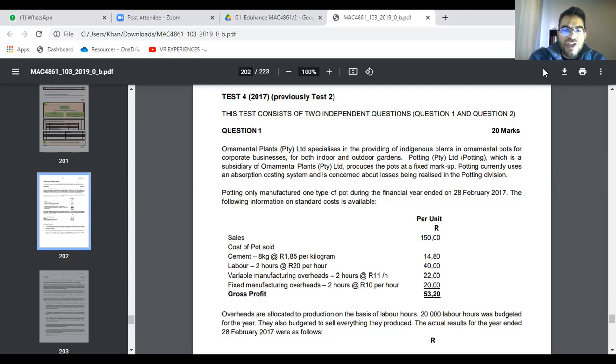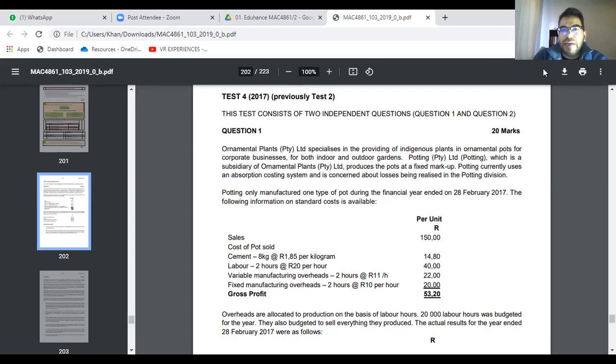Potting only manufactured one type of pot during the financial year ended 28 February 2017. The following information on standard costs is available. Okay, so now you know this is standard cost for the year ended 28 February 2017.